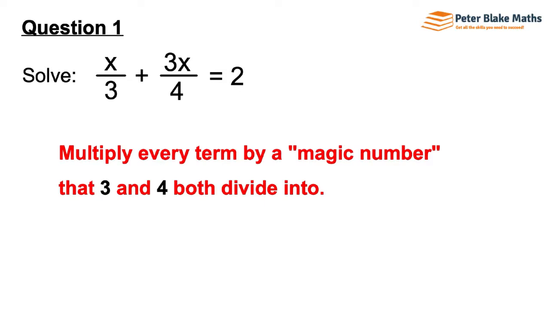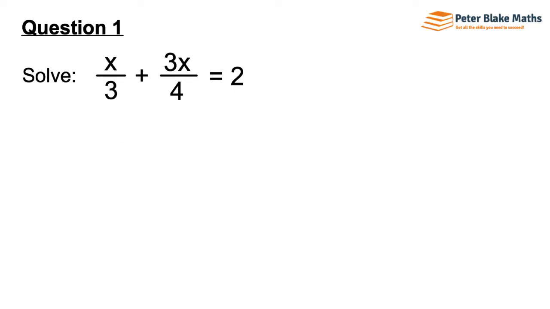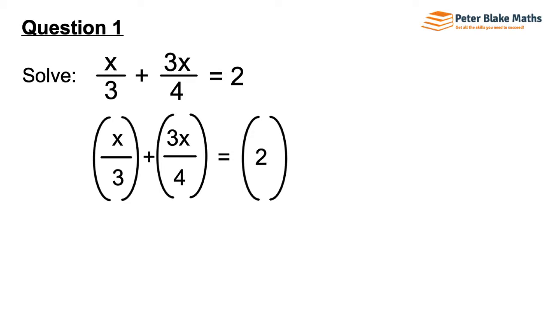So the perfect way to get that is to do 3 times 4 and get 12, because then we know that both 3 and 4 do go into that number. So we're going to multiply every term by 12. I put brackets around each term, and I'm going to multiply every term by 12 and see how that helps.